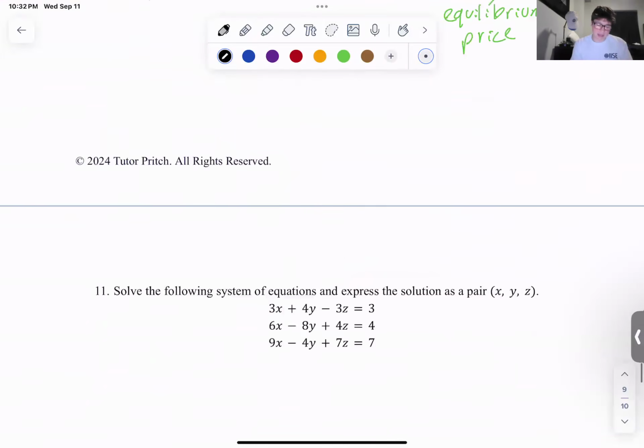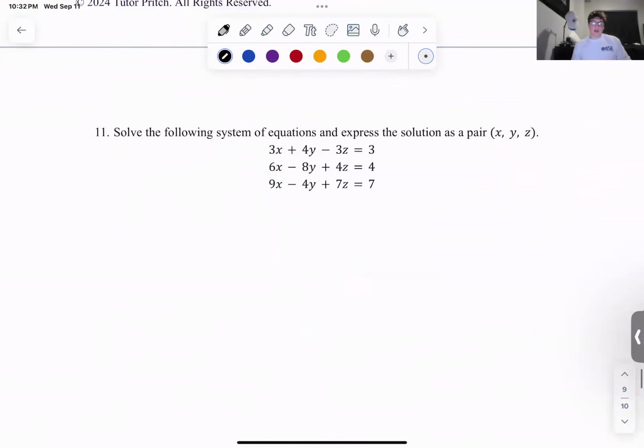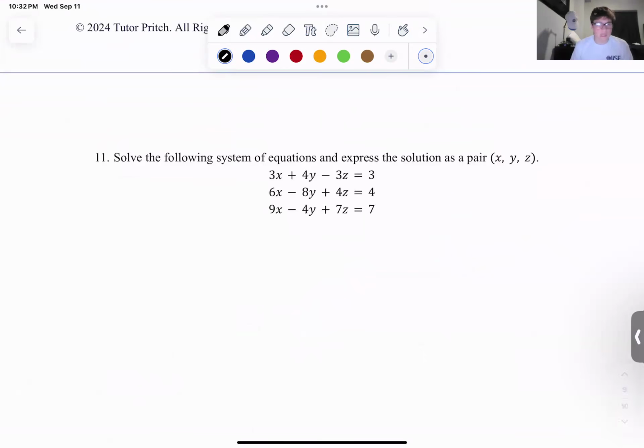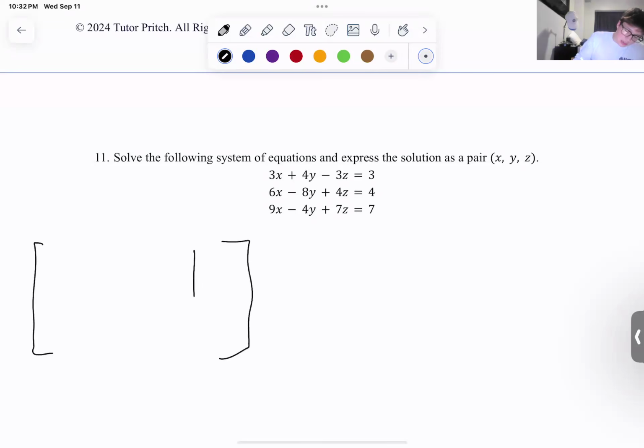Hope that makes sense. Solve the following system of equations and express the solution as a pair. Okay, let's not do this by hand. Let's use our calculator. Your calculator is going to be your best friend on this test. And if you're taking Math 142 next semester, it's also going to be your best friend on those tests. So let's just plug this into a calculator, right? I taught you guys how to do it earlier. Let's do it again.